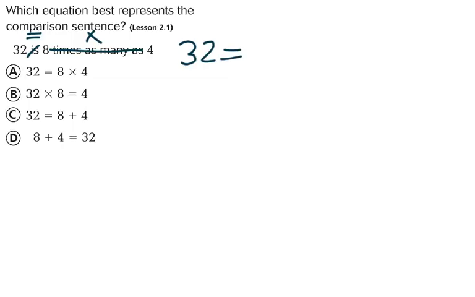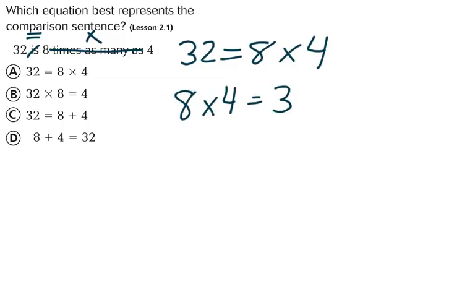32 equals 8 times 4. Now, this also is the same as 8 times 4 equals 32. We can flip these around, and it doesn't change our problem. All we do is change what side the equal sign's on. Okay, your problem doesn't change at all. Let's take a look at our possible answers. 32 equals 8 times 4. Hey, look, that's what we got right there. So this could be an answer.